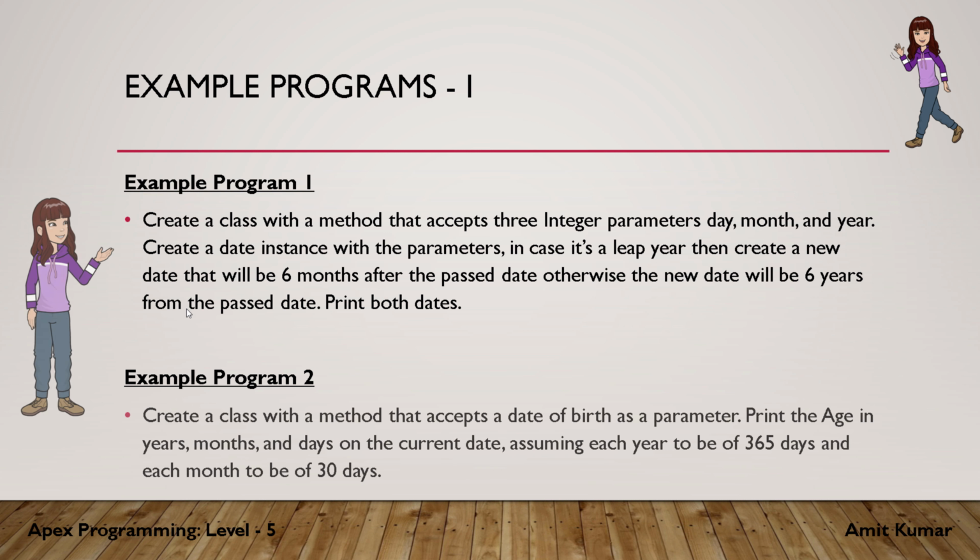Example program 2. Create a class with a method that accepts a date of birth as a parameter. Print the age in years, months and days on the current date. Now you have to assume each year to be 365 days and each month to be of 30 days. So here we will pass a date as a parameter to the method, and we will calculate the age and print the age in years, months and days, assuming each year to be of 365 days and each month to be of 30 days. Let's create the program.